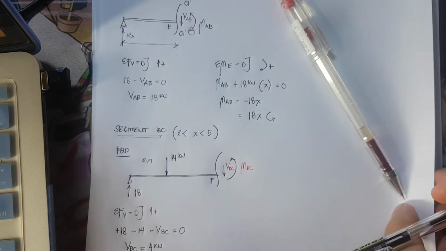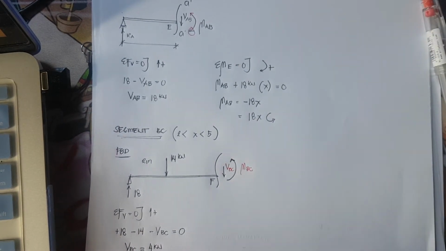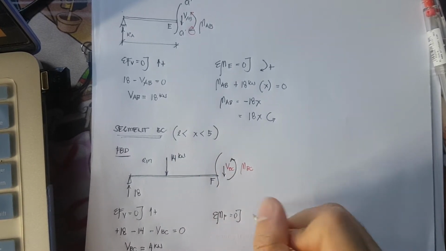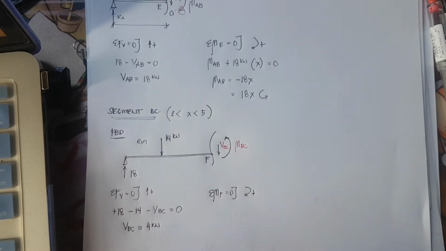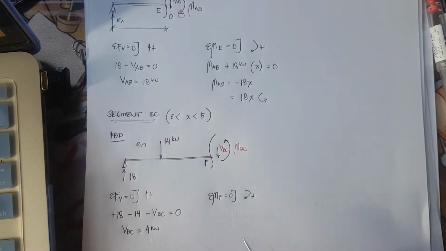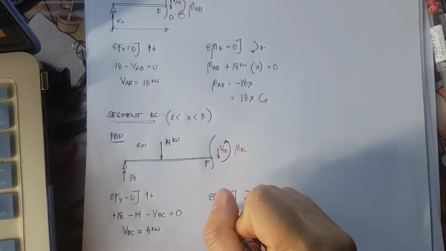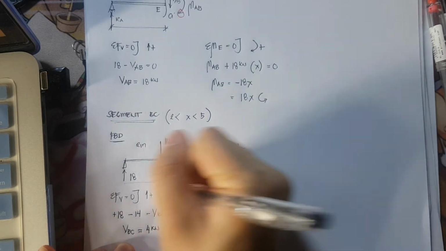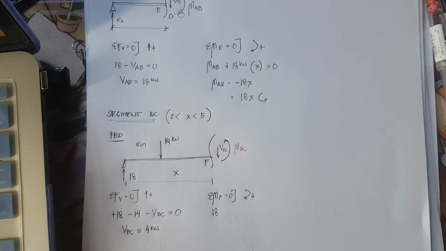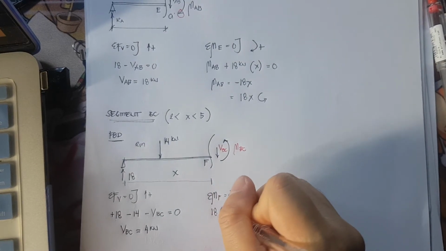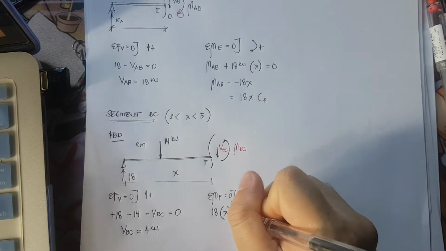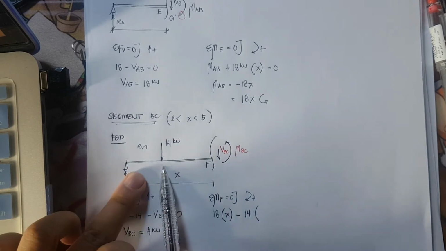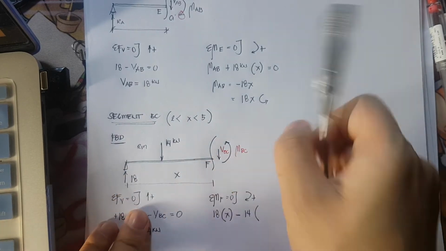Okay? Next would be the moment. Now, for the moment, summation of moment at point F is equivalent to 0. All forces rotating clockwise should be positive. So what are the forces that are going to rotate with respect to F? So you have 18. 18 at a distance of, this time, this would be my x distance. Okay? So this is x. So 18 times a distance of x minus 14 at a distance of x. This is x minus 2.